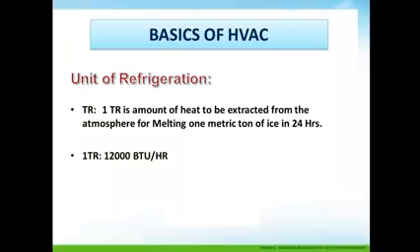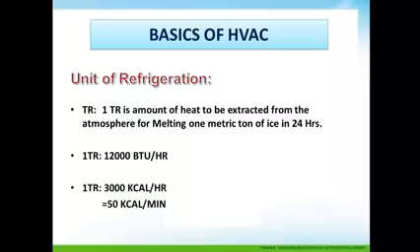Unit of refrigerant. 1 TR is the amount of heat to be extracted from the atmosphere for melting 1 metric ton of ice in 24 hours. 1 TR of refrigeration is also 12,000 BTU per hour, 3,000 kilocalories per hour, or 50 kilocalories per minute.